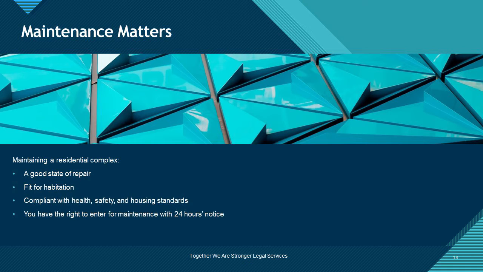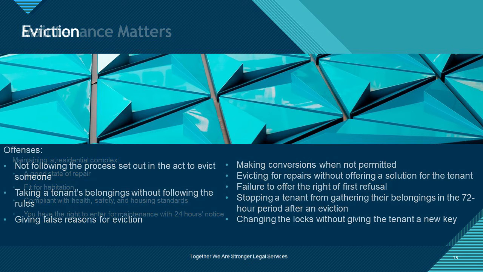As a landlord, it's your job to ensure that the residence is in a good state of repair, meaning that there is nothing that is dangerous or unusable. It must also be fit for habitation and compliant with health, safety, and housing standards. This means that there cannot be hazardous materials such as mold, broken electrical components, or messy areas filled with equipment. It is your responsibility to ensure that every unit is in working order. You have the right to enter a residential unit with 24 hours notice for inspection and repairs.